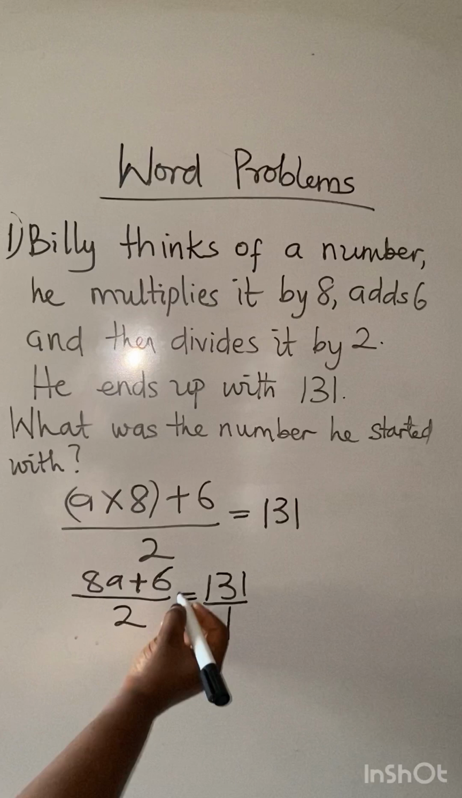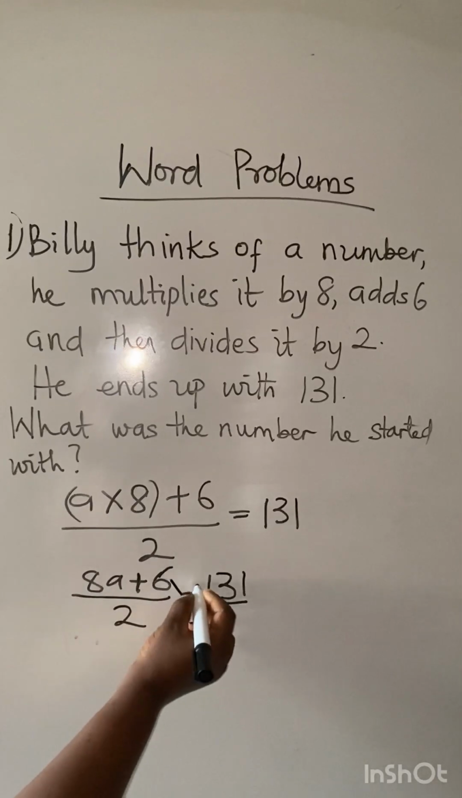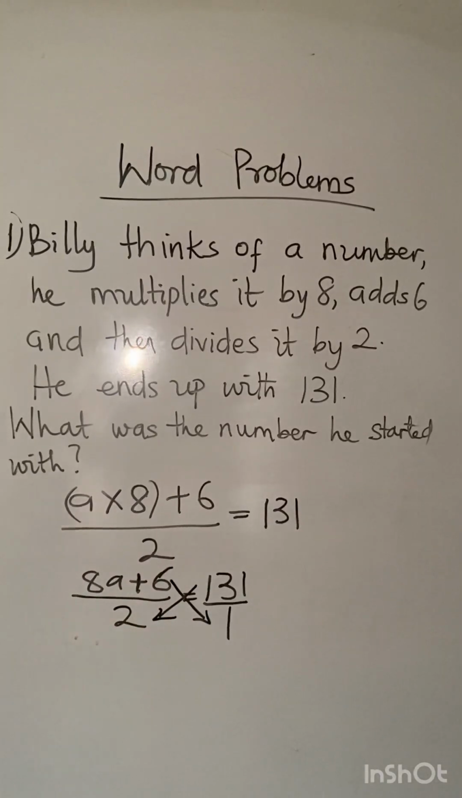Now we have, you can see the direction of the arrows. Now 8A plus 6 is going to be multiplying 1. That is what we mean by cross multiplication. And 131 is going to multiply 2. And when any number multiplies 1, that number remains the same. 2 times 1, 2. 5 times 1, 5. And so 8A plus 6 times 1 is 8A plus 6.